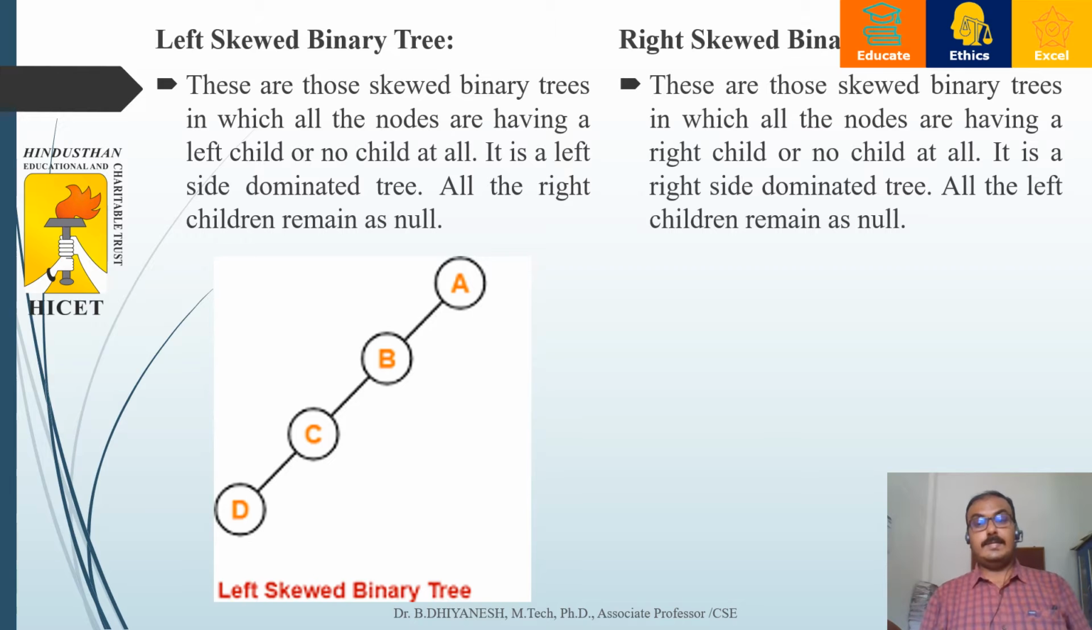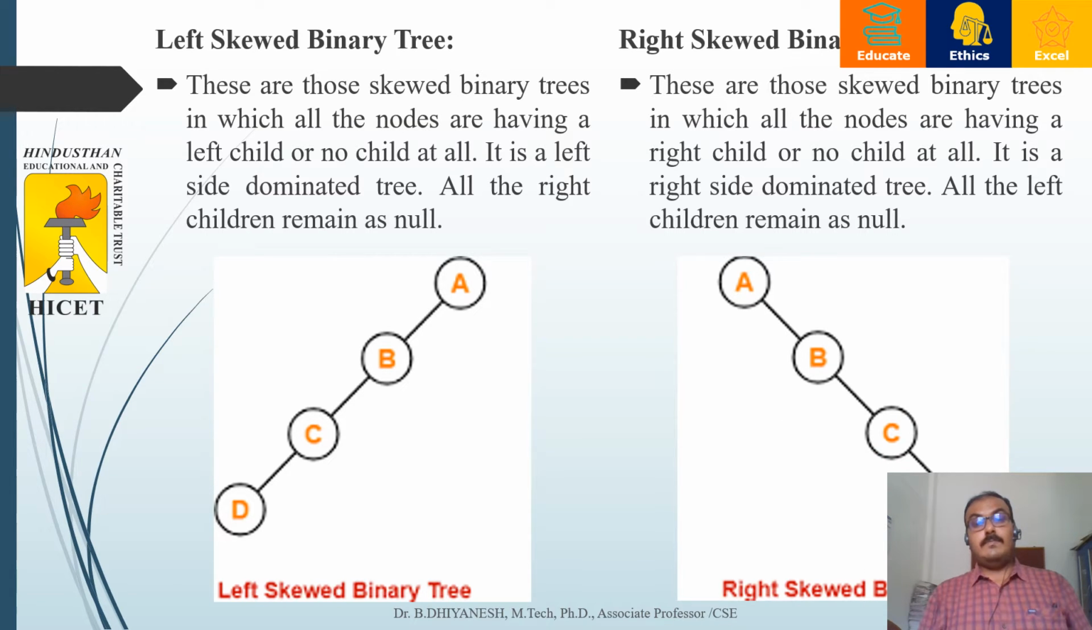Next one is right skewed binary tree. Right skewed binary trees are those skewed binary trees in which all the nodes have a right child or no child at all. It is a right side dominated tree. All the left children remain null. If you look at this diagram, A has only the right child B. B has only the right subtree C. Similarly, C has only the right subtree D. There is no left subtree.